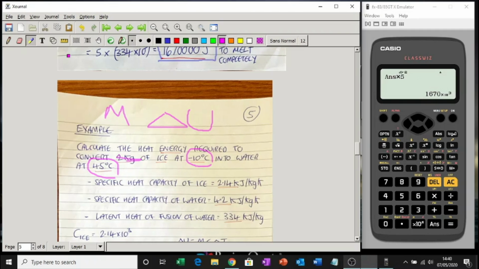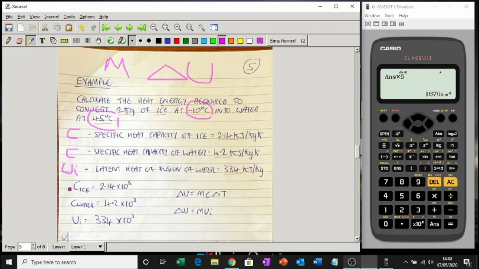So we've got 2 kilograms of ice at -10. We want to heat it all the way up to melt it, and then heat the water up to 45 degrees C. How much energy do we need to do that? The specific heat capacity of ice, that's the C value, is 2.14 kilojoules. The specific heat capacity of water, that's the C value for water, is 4.2 kilo. And the latent heat of fusion of water, which is going to be that U value, is 334 kilo.